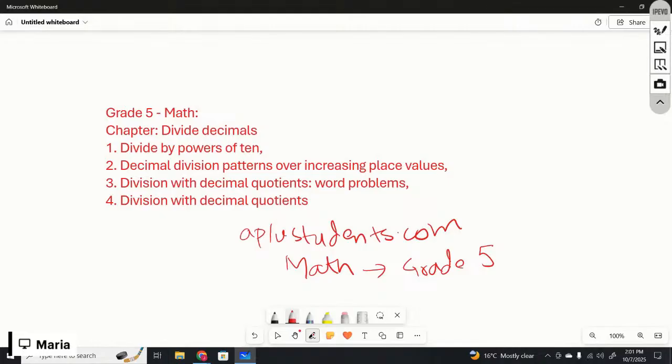There you can find a list of the chapters. We're going to start with the chapter Divide Decimals. The lessons we're going to cover today are divide by powers of 10, decimal division patterns over increasing place values, division with decimal quotients word problems, division with decimal quotients. So please make sure you have your notebook and pencil so that you can note down the important examples and definitions as well.